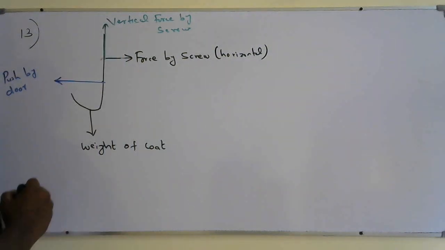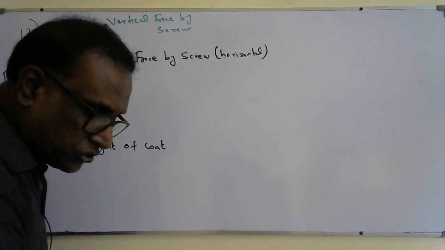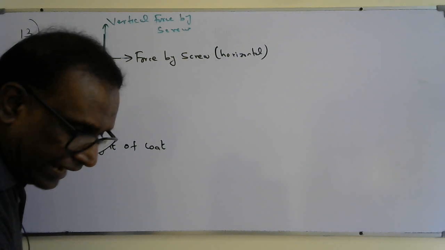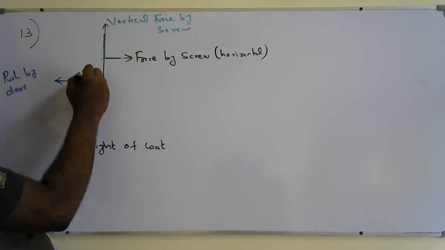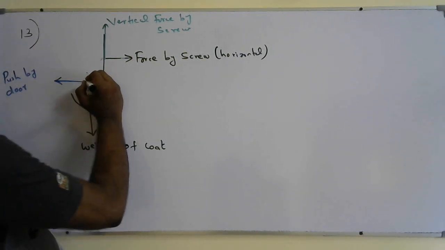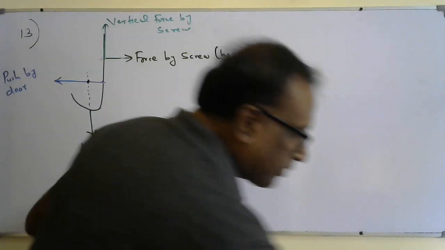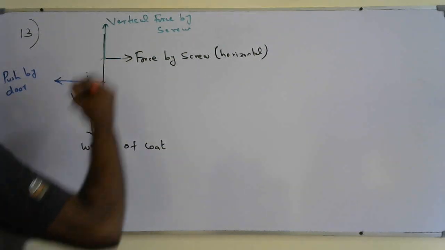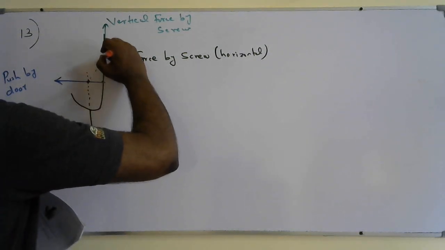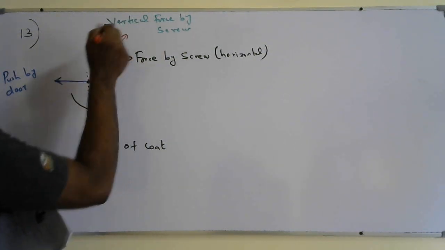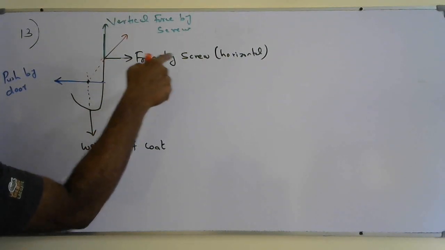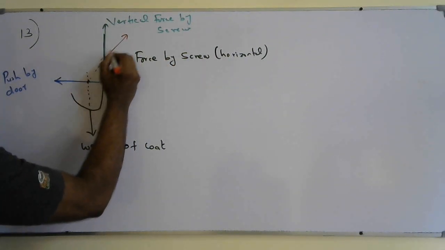And vertical force by the screw. Okay, so these two forces will meet at one point. So through this point, the resultant of these two will act. So they can act here. The resultant of these two, the vertical force of the screw and the horizontal force of the screw, will act here.